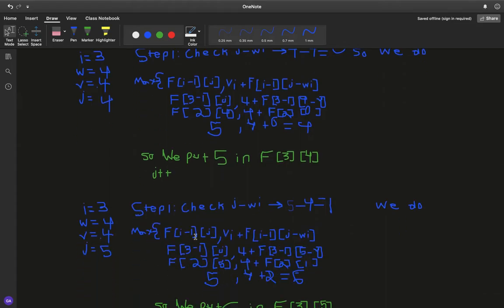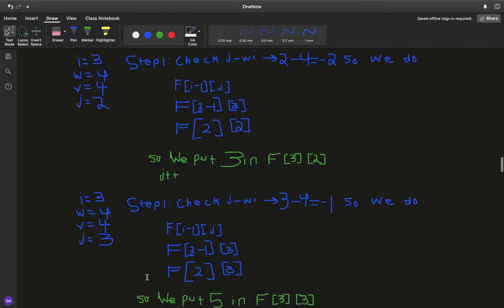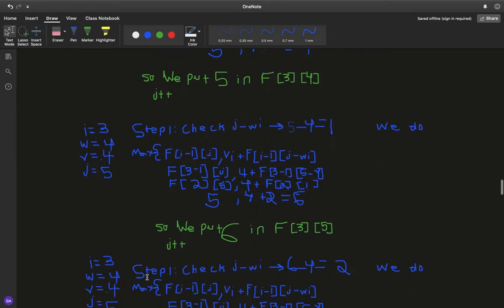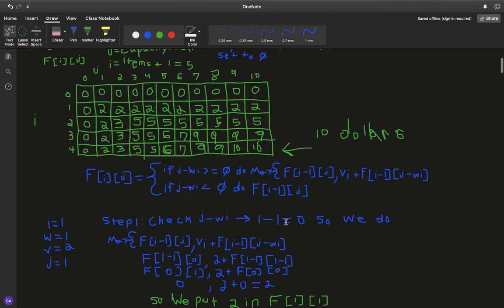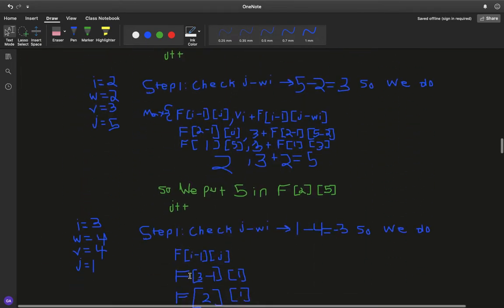And f sub 2 of 1, here we go, f sub 2 of 1 is 2. Yeah, so 4 plus 2 is 6, and then we get 5 for f sub 2 of 5. So 6 is greater than 5, so we put 6 in f sub 3 of 5, as you can see up here. F sub 3 of 5 is 6.